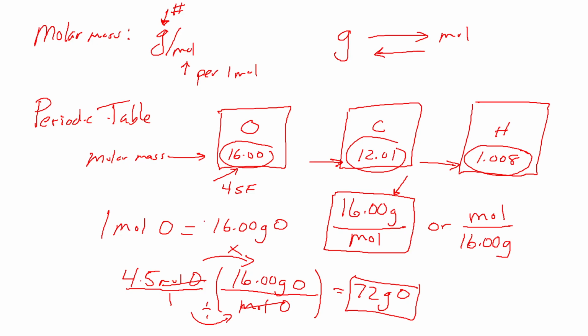We can calculate the molar mass of anybody. If we were going to pull it off for carbon, it would be 12.01 grams per mole. Again, you could flip that around and put the moles on top, the 12.01 grams on the bottom. For hydrogen, 1.008 grams per mole is the molar mass of hydrogen.